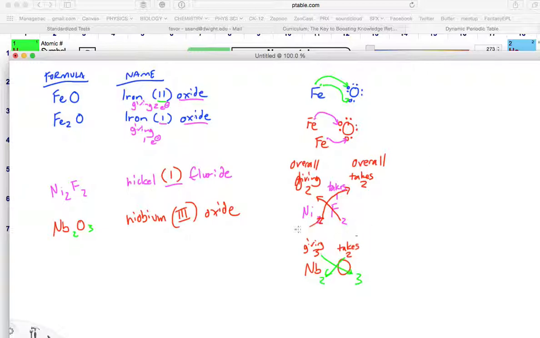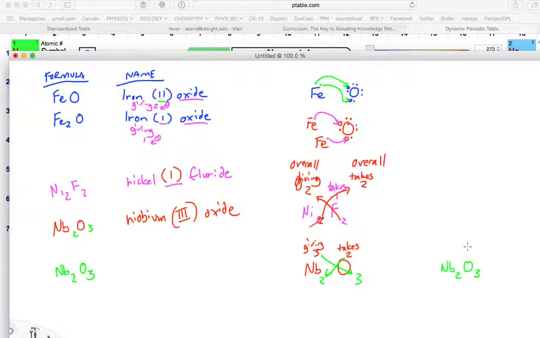The difficulty is when we're going from the formula back to the name. So let's do that same problem, but now let's pretend we don't know this name, and let's go from the formula back to that name. Okay, so let's pretend that we're just given this Nb2O3, and we don't know this. Let's just pretend we don't know that. Okay, so I'll start over here.